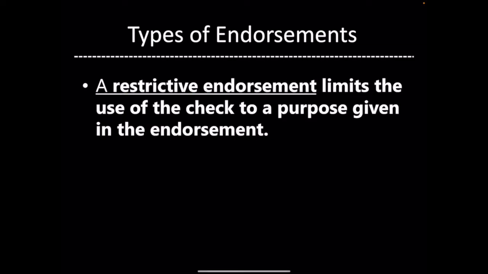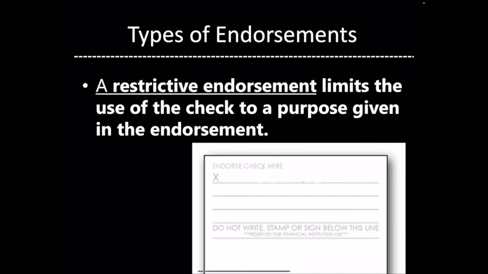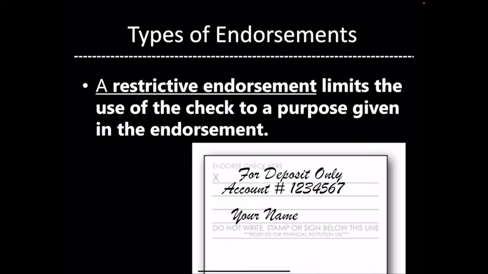Third one is a restrictive endorsement, and again, it limits the use of a check to a purpose given on the endorsement. Here is the back of your check. You're going to write "for deposit only," and you usually write the account that it's going into, whatever the account number is, and then you will sign your name. So again, there's 3 basic types of endorsements.